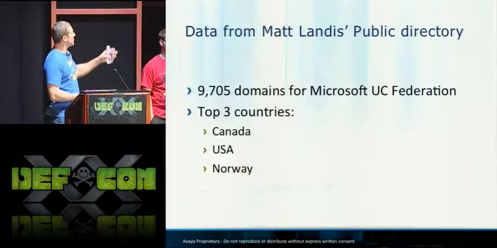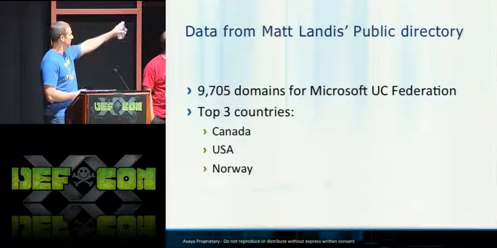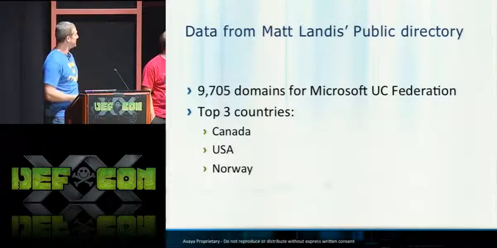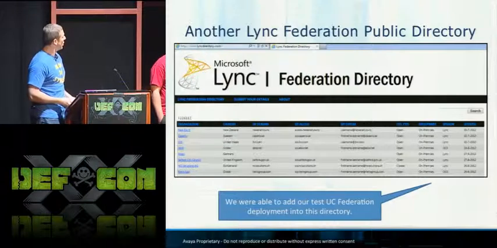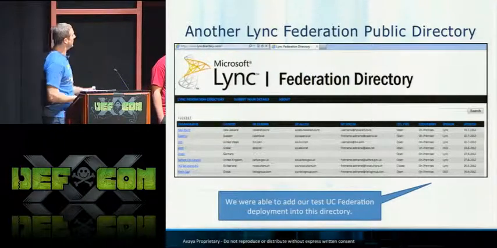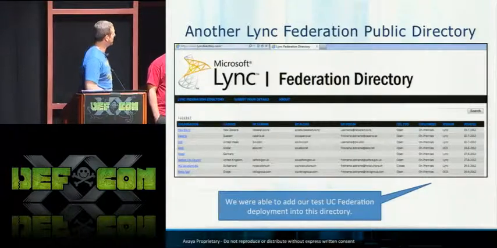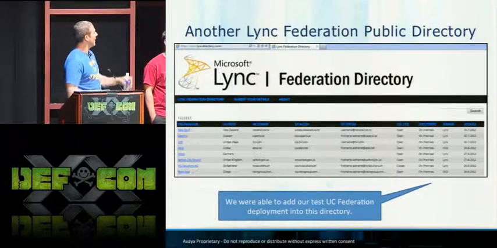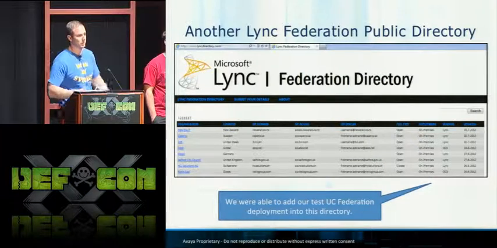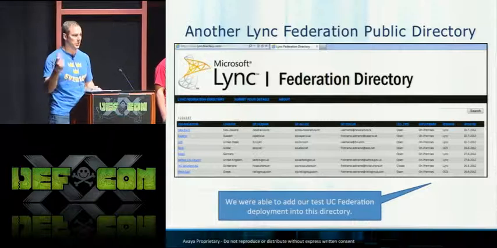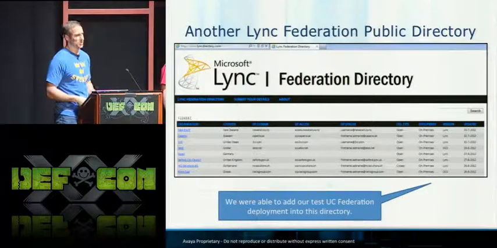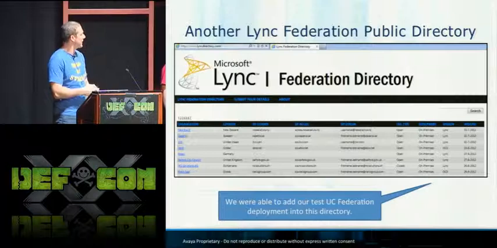Now, this is really interesting because it's a spreadsheet, and you can go download it, and you can see the top 3 countries are Canada, USA, and Norway, with 9,700 domains. This directory is a second directory that we found. It's linkdirectory.com. It's a public directory. You can go look at that. We were able to add our test UC Federation deployment in this directory. They granted us into this. I think it had something to do with the certificate that we initially had. We went out and purchased a real certificate, and we advertised ourselves the right way. So we'd probably get into that other directory if we went back.